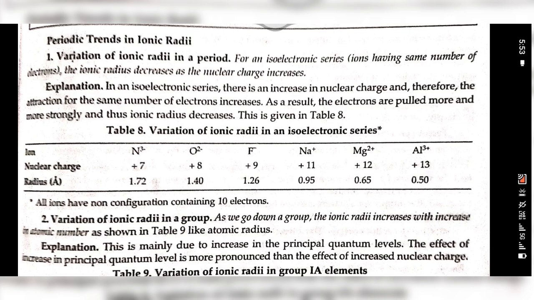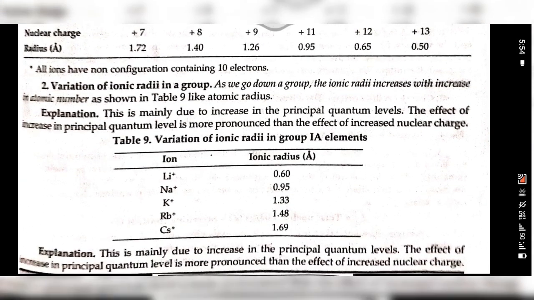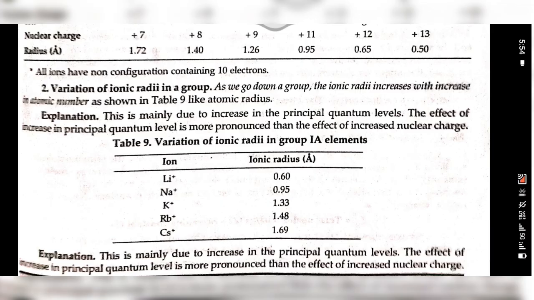Variation of ionic radii in a group. As we go down a group, the ionic radii increase with increase in the atomic number, like atomic radius. And this could be explained as this is mainly due to the increase in the principal quantum levels. The effect of increase in the principal quantum level is more pronounced than the effect of increased nuclear charge.